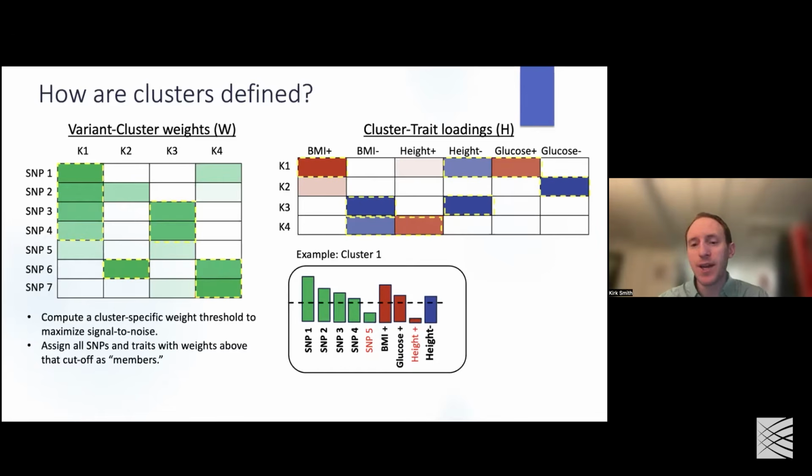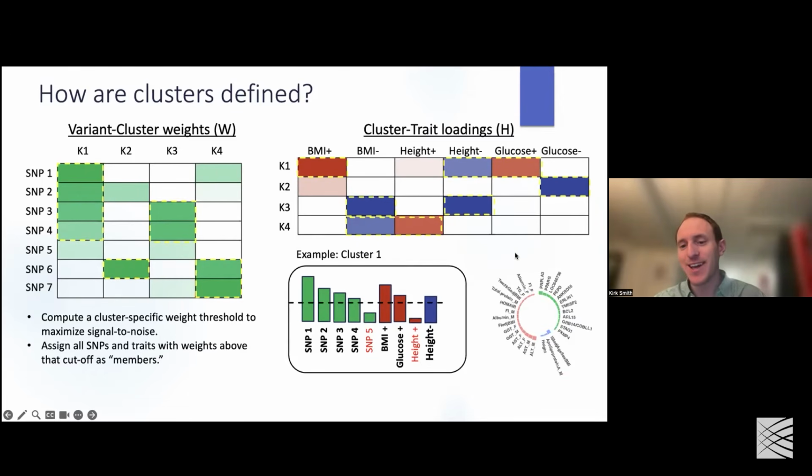So you can see right away how having these trait loadings makes it super easy to begin interpreting these clusters immediately, rather than having to do some post hoc testing. And for anyone that reads any of our papers, you'll see these circle plots, which we sometimes get asked about. These are essentially showing the same information as the bar plots to the left, showing the weights of the variants and traits that are driving each cluster. Same information that I just described here, just in a nicer format.